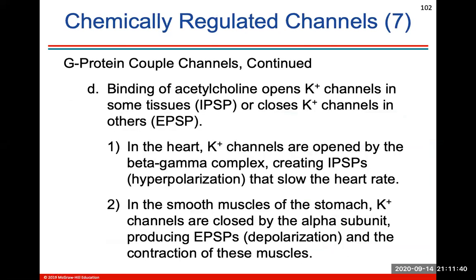More G-protein coupled channels continued. A lot of detail here. I won't ask you a lot of detail, but know in general what the two types of channels are.